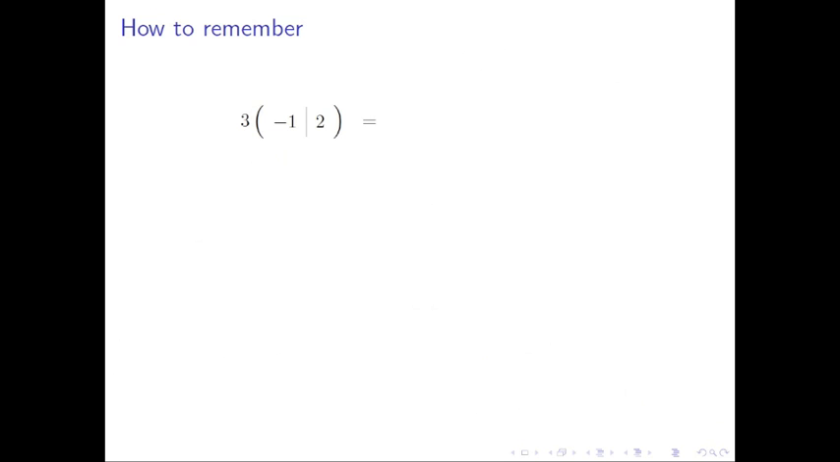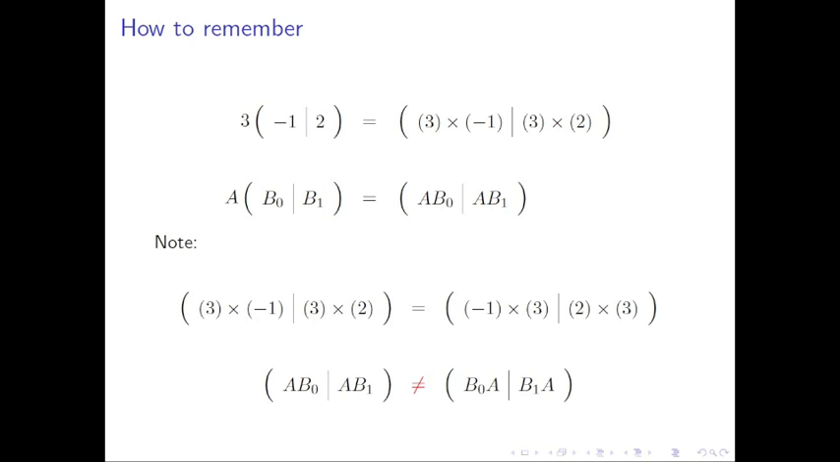Here is how I remember how to perform this partitioned matrix-matrix multiplication. I start by remembering how to multiply a scalar, 3, times a row vector with two components. In the partitioned matrix-matrix multiplication, the scalar 3 is replaced by A and the components of the row vector by B0 and B1. You then mimic how you would scale the row vector with the symbols. The thing to keep in mind is that matrix multiplication does not commute, except in special cases.